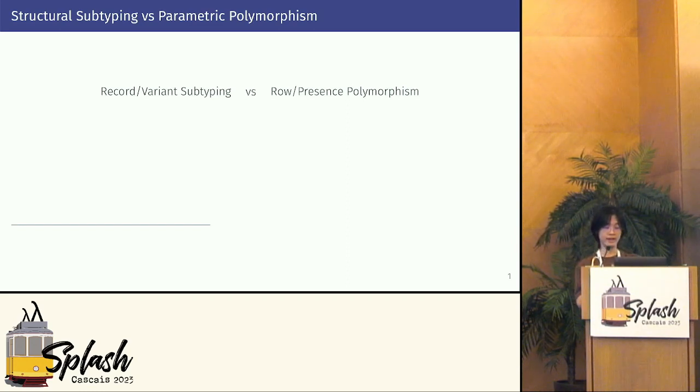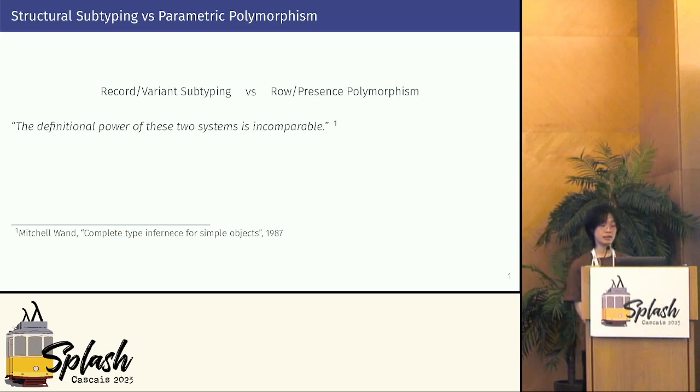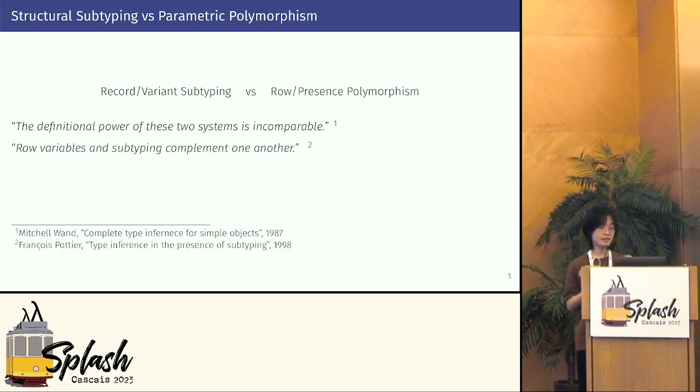So since these two features were proposed, there have been a lot of discussions on the similarity and differences between them. For example, in one of the initial papers on row polymorphism, Mitchell compared his system with another system using subtyping. And he gave some examples that are well typed in one system, but are ill typed in the other one, and vice versa. So the expressive power of these two specific systems cannot be compared. And later, François Pottier wrote in his thesis that these two features actually complement one another because they are useful in different situations, and it would be great if you have them together.